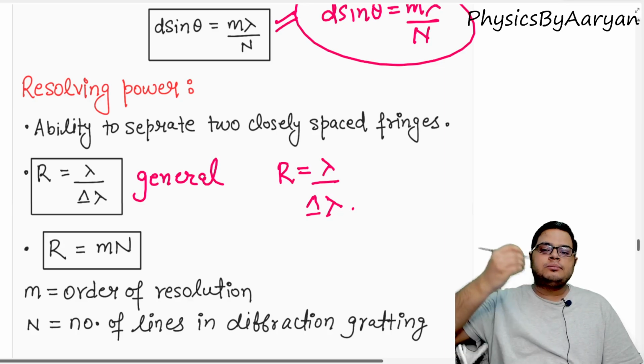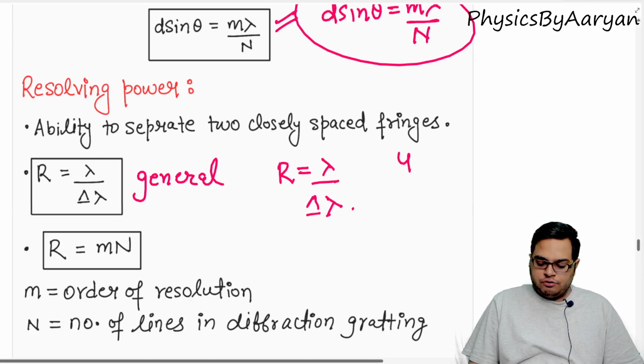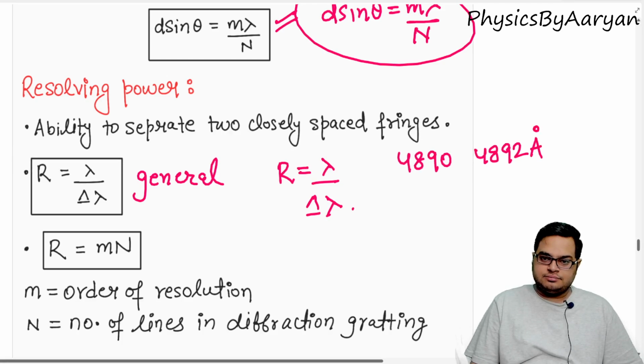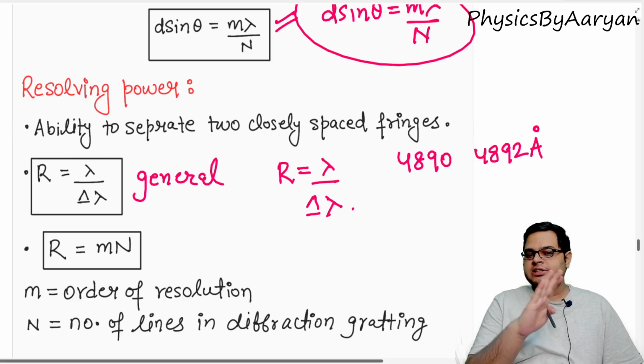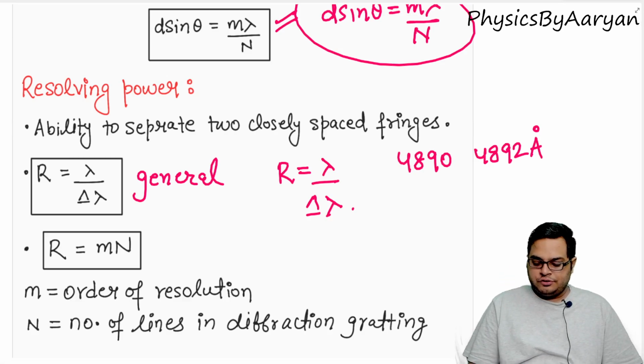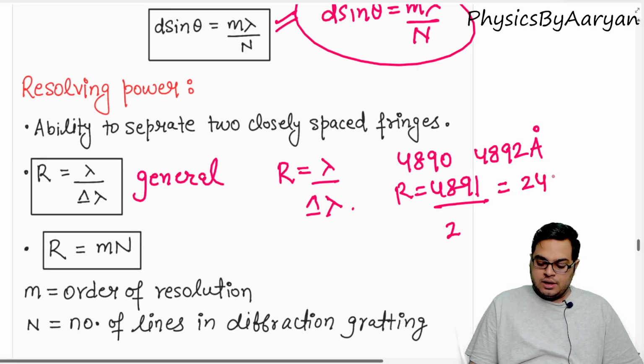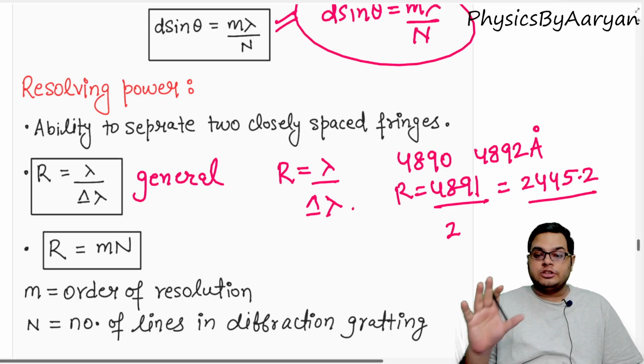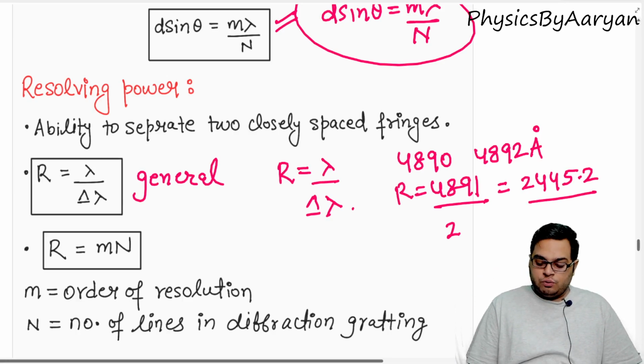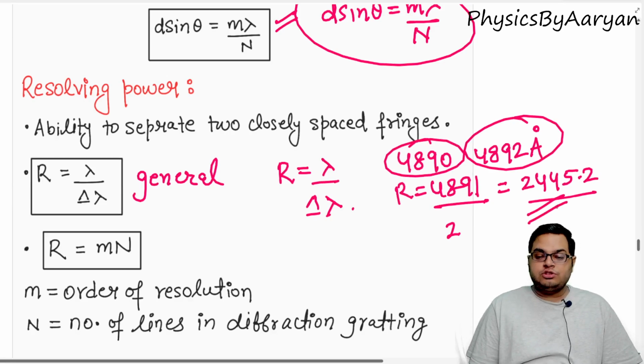For example, if some instrument is there which can resolve 4890 and 4892 angstrom light. So let's say there is some instrument which can separate these two wavelengths. First of all, we find the average. So the average is 4891 and the delta lambda between them is 2 angstrom. So this is going to be the resolving power. So the resolving power is going to be almost 2445.2. So this is the resolving power of your instrument. Basically, if you want to resolve these two wavelengths, this much resolving power you need.